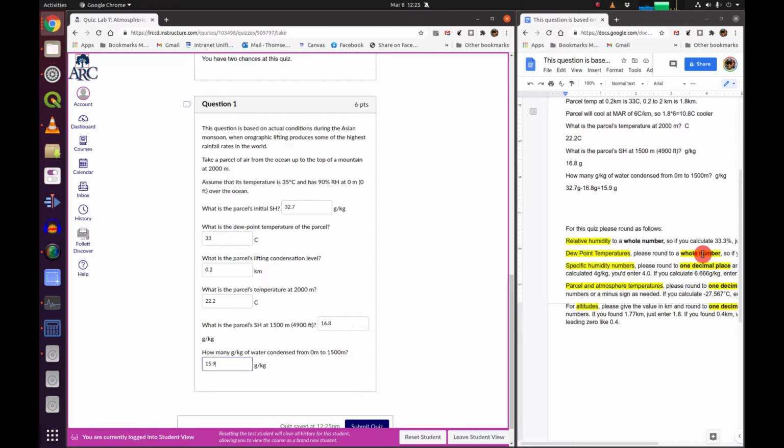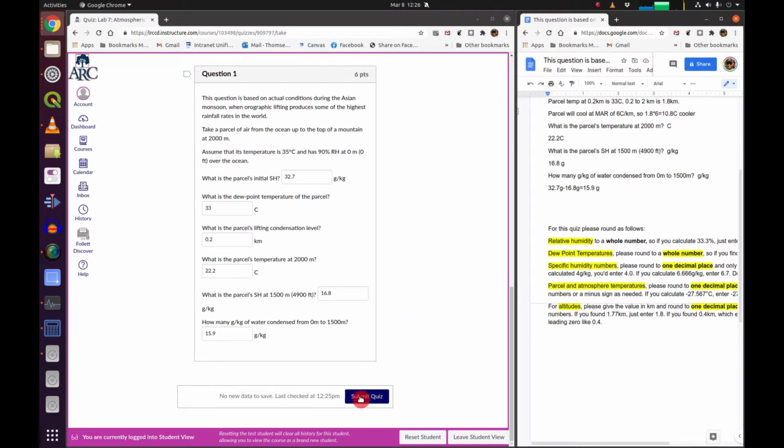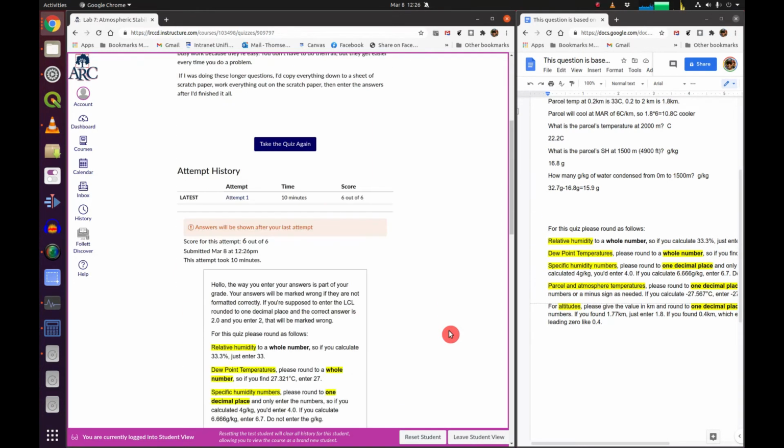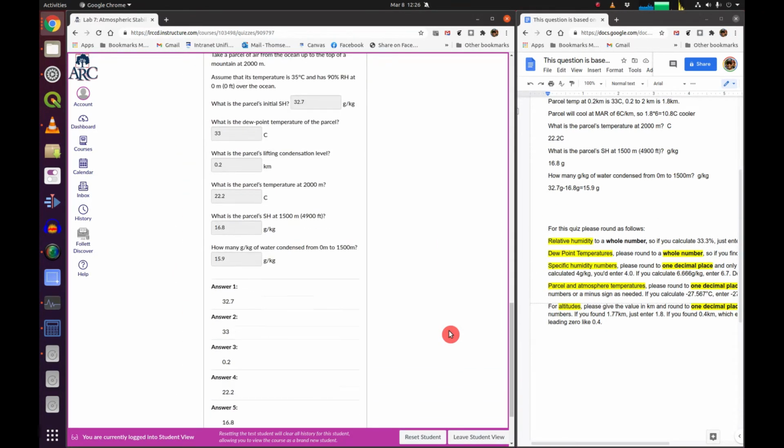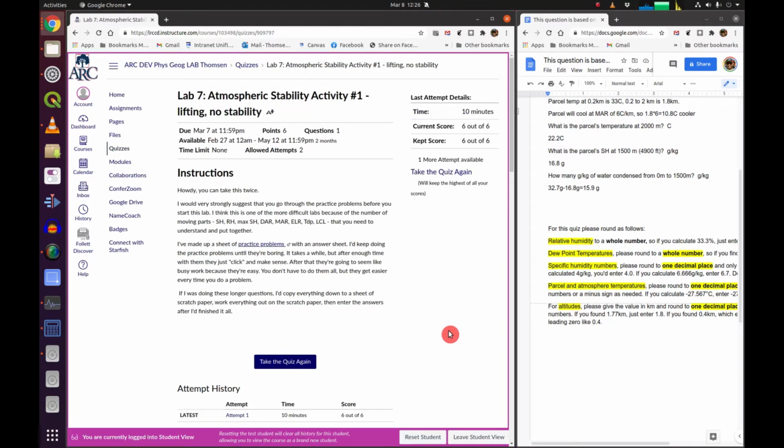So if I was doing this for real, I would go through specific humidity, 1 decimal place, dew point temperature, whole number, lifting condensation level, 1 decimal place, specific humidity, that's 1 decimal place, and then how many grams of water vapor, that's a specific humidity number, so it's 1 decimal place. Submit quiz. The suspense is killing me. And it looks like I got them all right. Okay, that was cool.